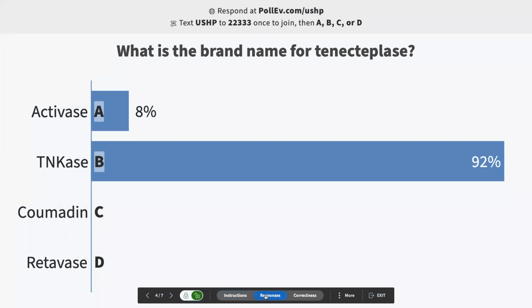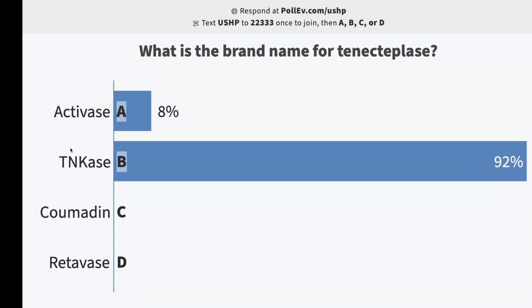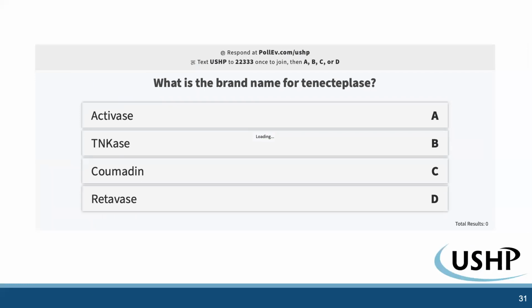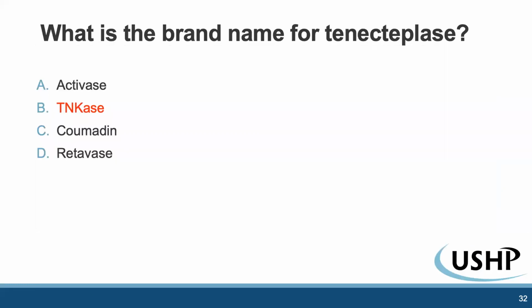Okay, and so we see that the most common answer here is TNKase, which is correct. Activase was alteplase, C is Coumadin for warfarin, and then D is Retavase, which is reteplase, also known as another fibrinolytic that we actually do not use.